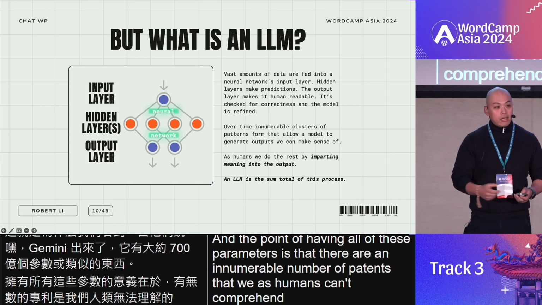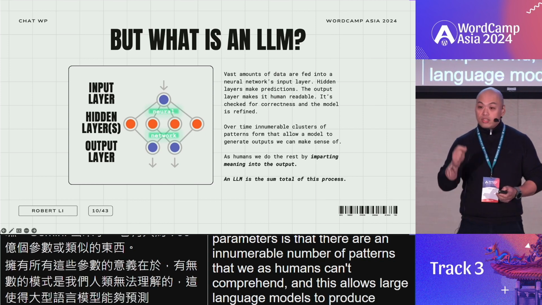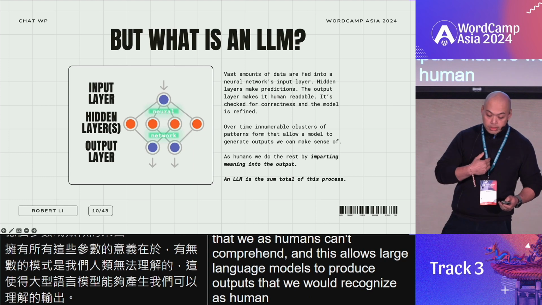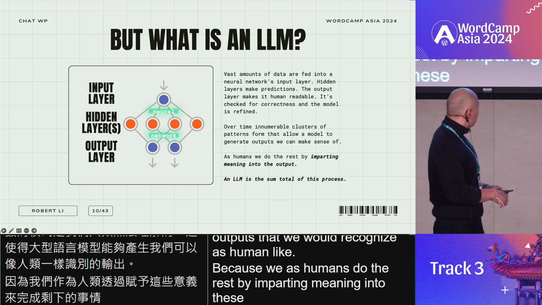And this allows large language models to produce outputs that we would recognize as human-like, because we as humans do the rest by imparting meaning into these outputs. And that's why they appear so magical.